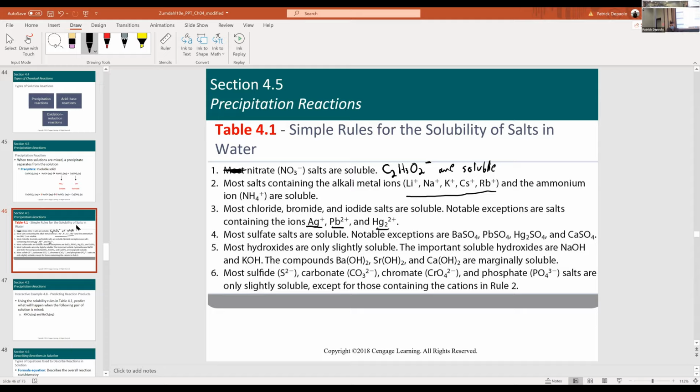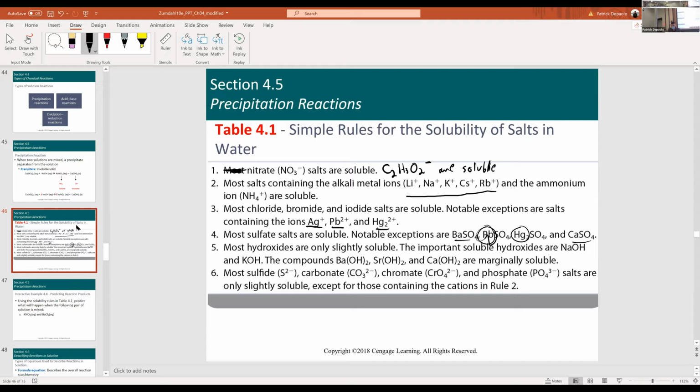Most sulfates are soluble. Exceptions, you have, oh, look, there's lead and there's mercury. But you have barium, which is one, and calcium, which is another. So the way we would look at these, and there are rules. So hydroxide, let's go over them right now.